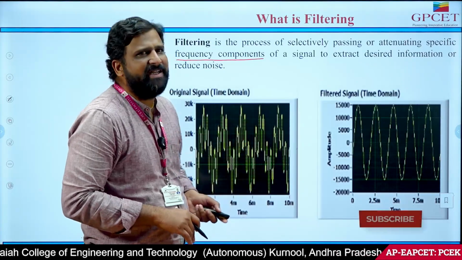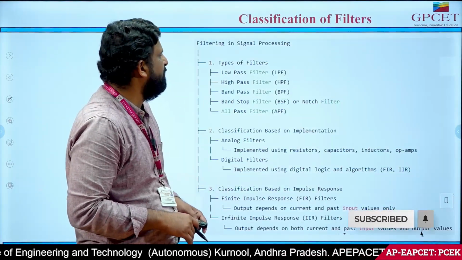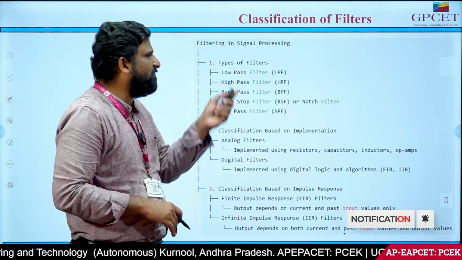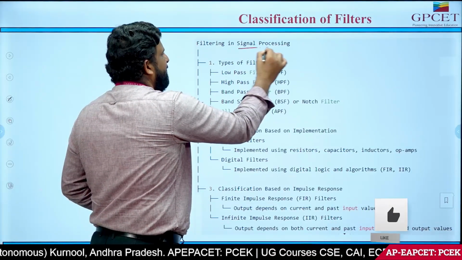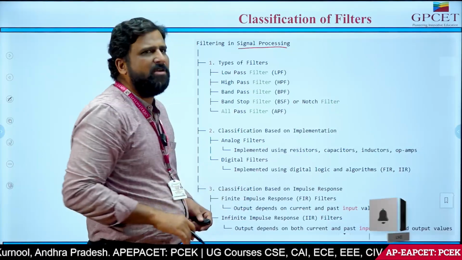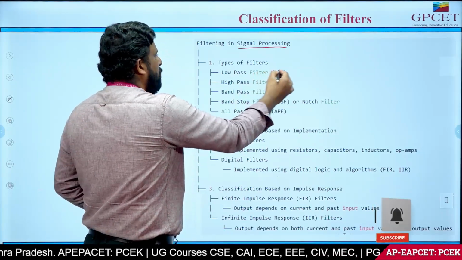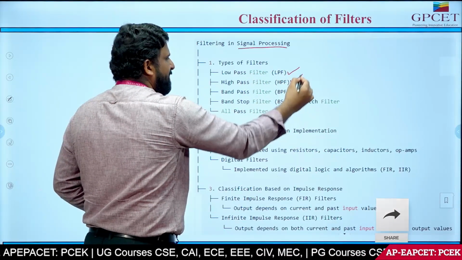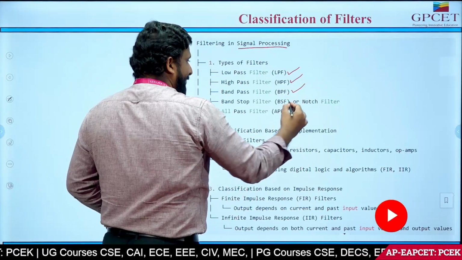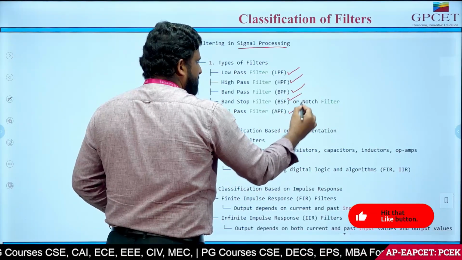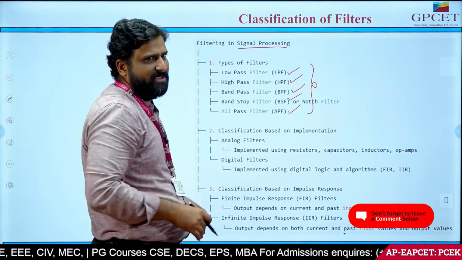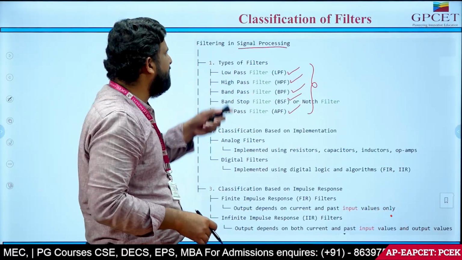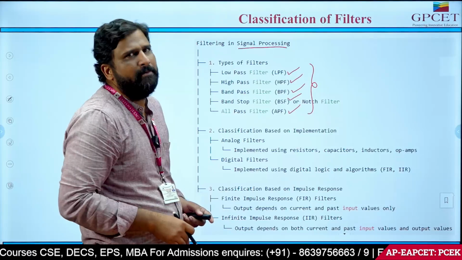Based on this filtering, these filters are classified into different types. In signal processing, the filters are classified into, see here, low pass filter, very important, high pass filter, band pass filter, band stop filter, and all pass filters. These are the main important filters, the different types of filters present in signal processing.